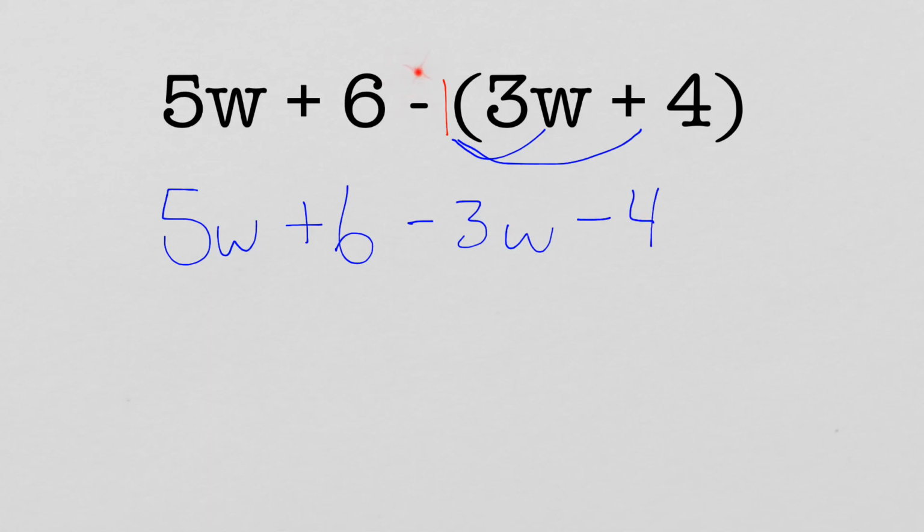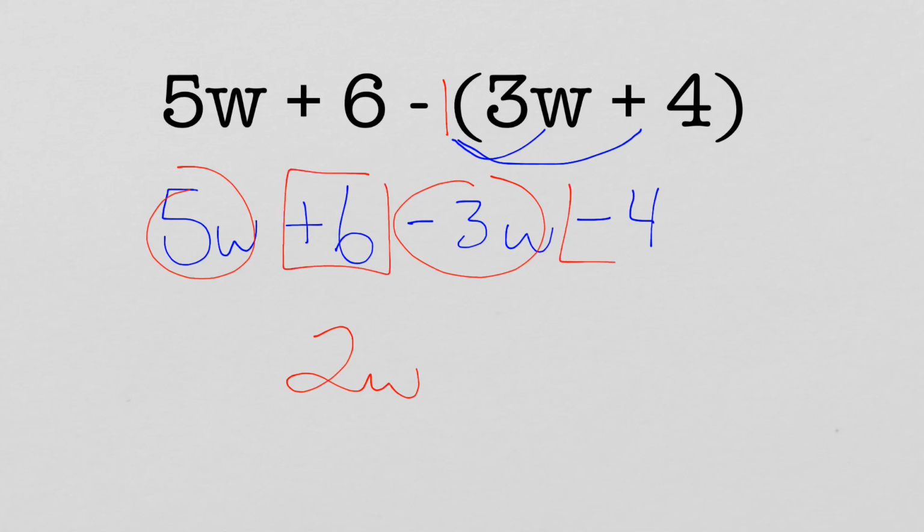Anytime this is a negative 1 out here, make sure you're being very careful. Notice that the signs are changing. I went from a positive 3w to a minus 3w, and a positive 4 to a minus 4. Once those are done, you're going to go ahead and combine the like terms. So 5w minus 3w is 2w, and then plus 6 minus 4 is plus 2. So anytime you see those parentheses, go ahead and distribute. Get rid of the parentheses with the distributive property, and then go ahead and combine.